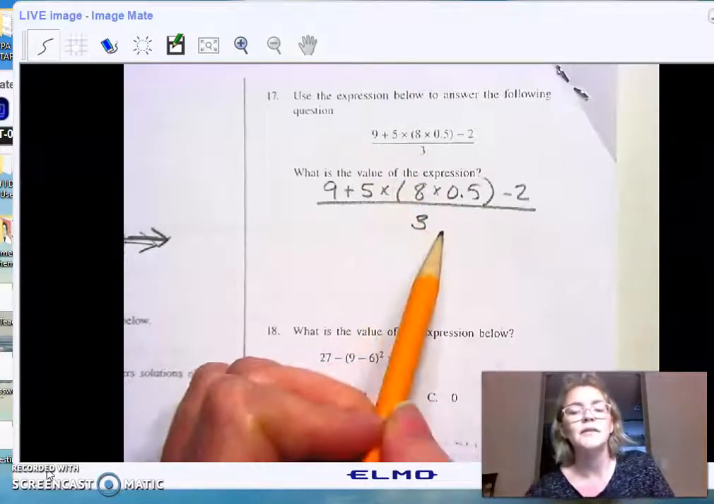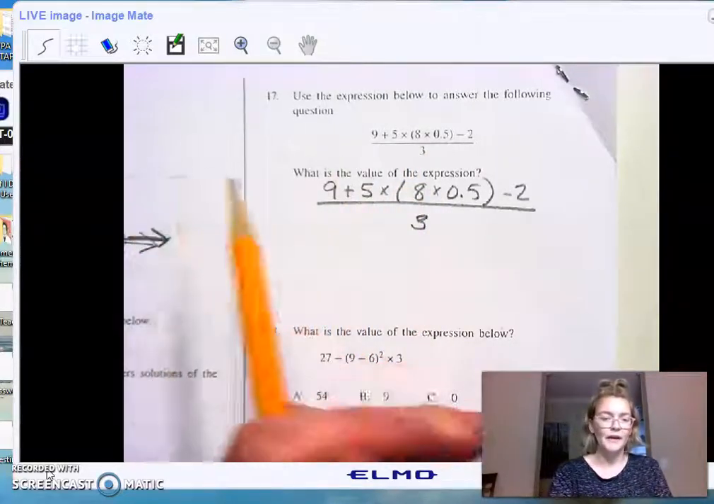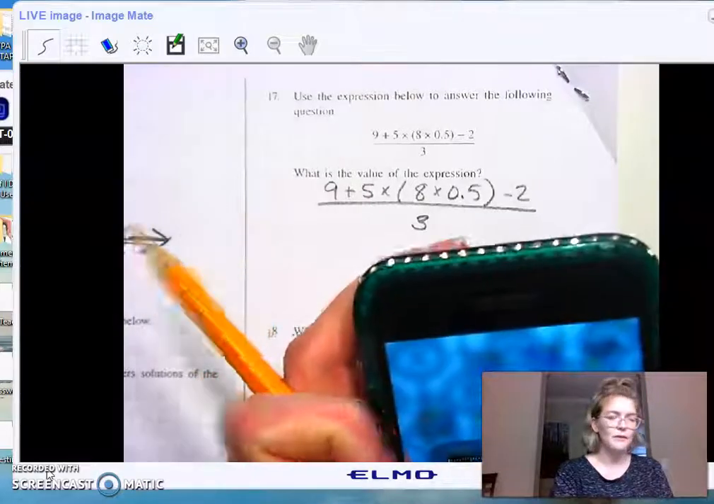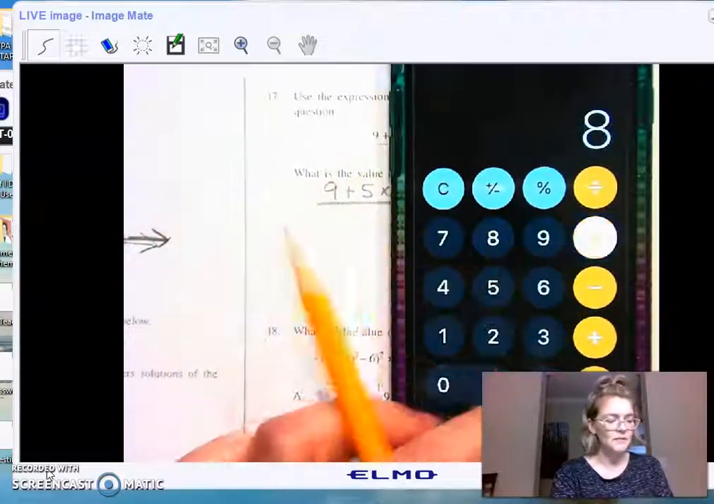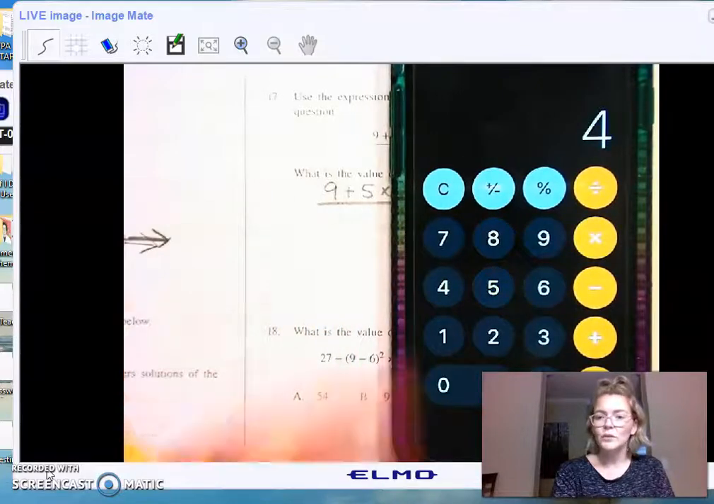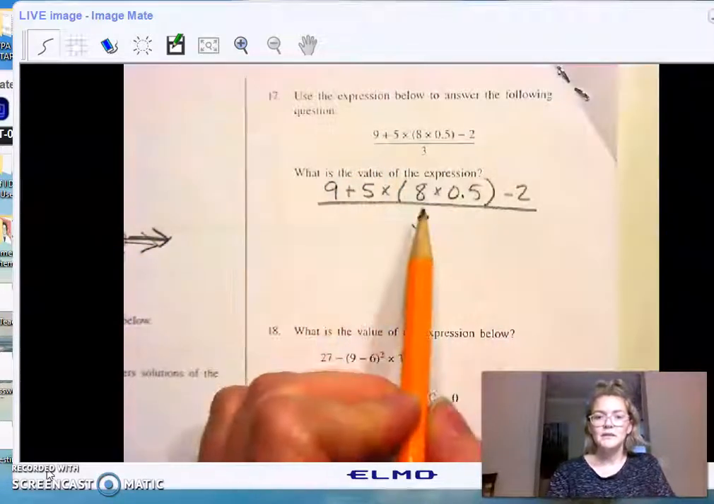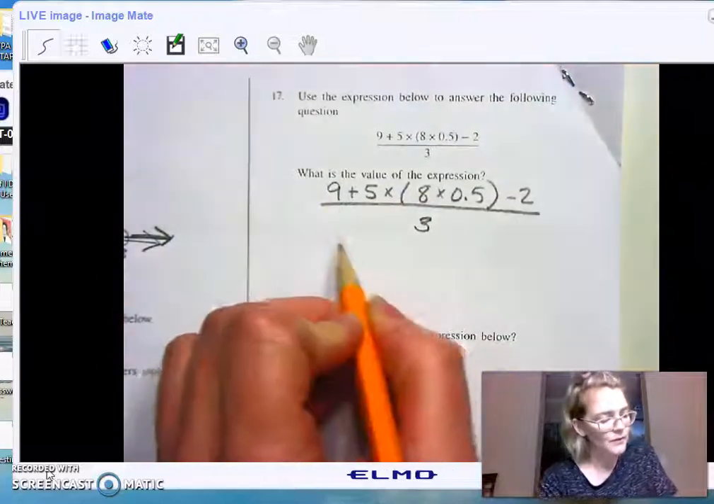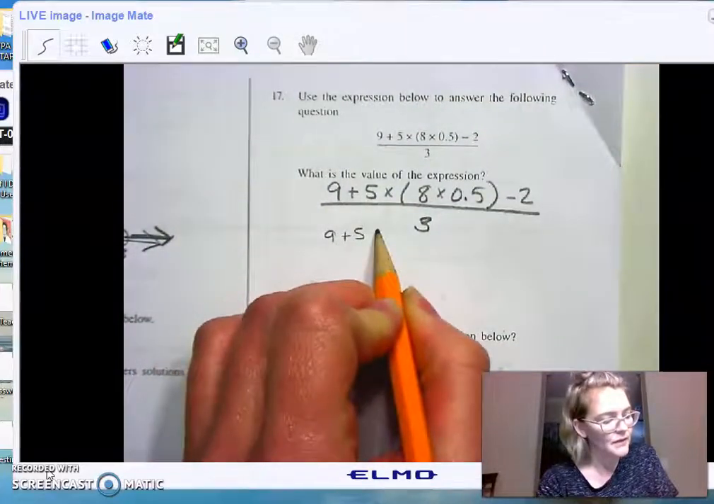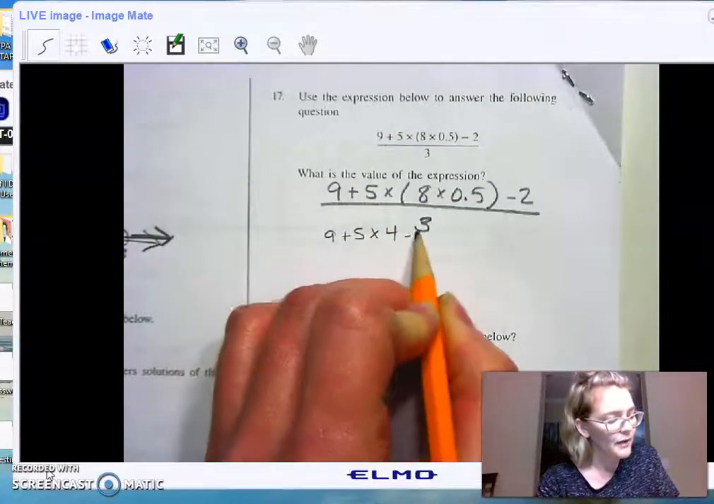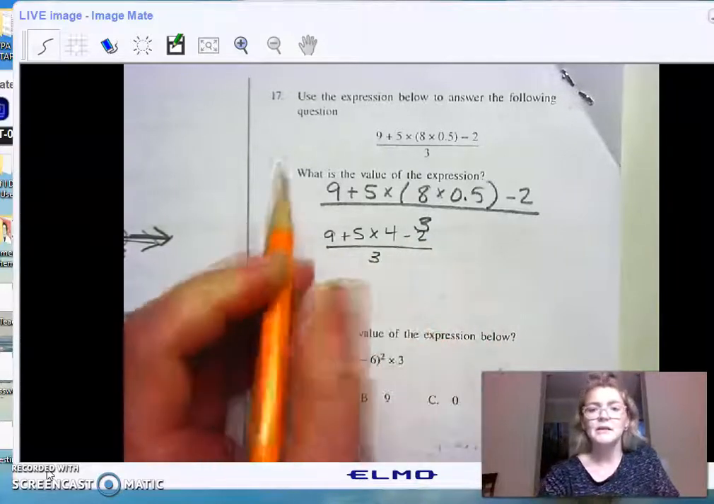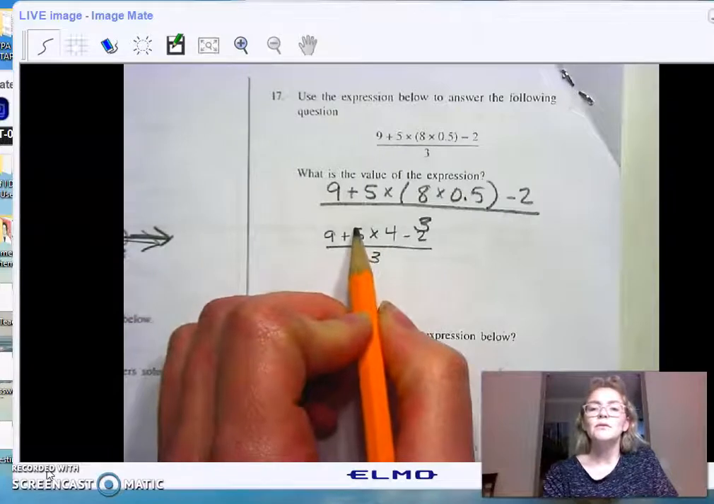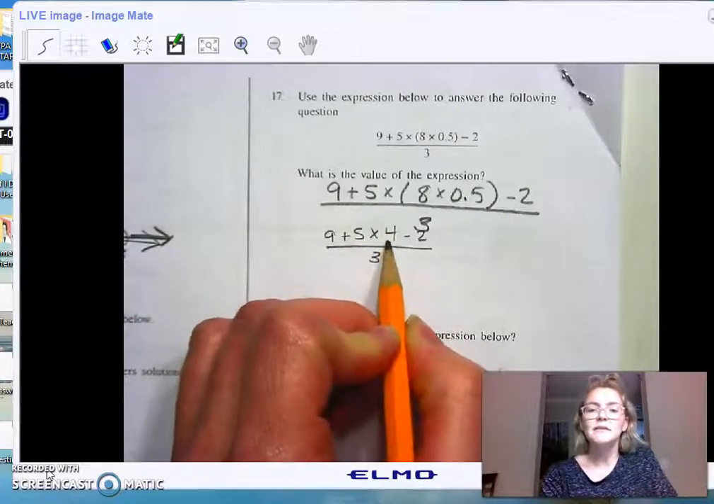The first thing is 8 times 5/10. I'm just going to use my phone calculator. Whenever you're typing this in, 8 times 0.5 is 4. So 4 is going to go inside the parentheses. I'm just going to rewrite this: 9 plus 5 times 4 minus 2, and then divided by 3 at the end. Then we're going to go to the multiplication here. This is the next step.